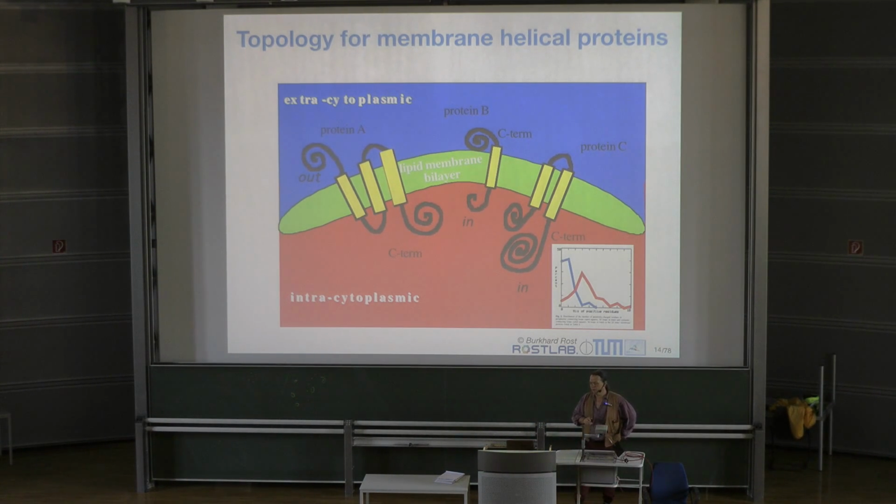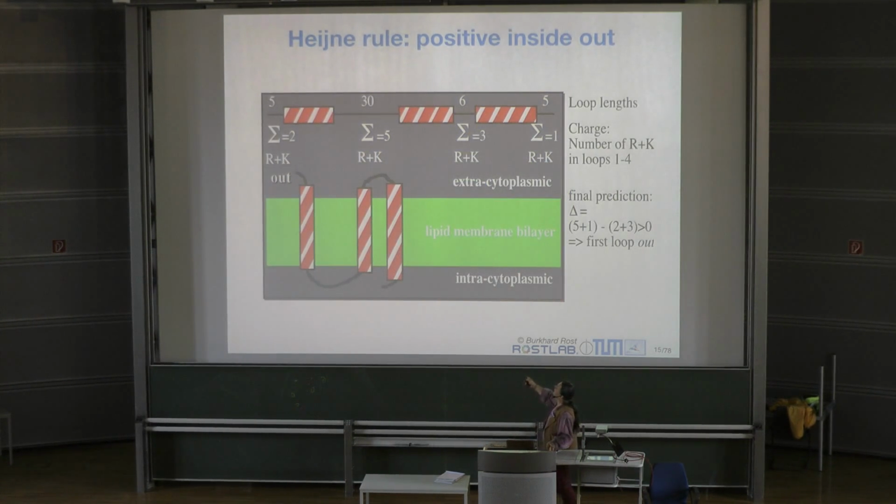So now if you want to predict a membrane protein, one way in which you can do that is you simply predict the membrane helices through the hydrophobicity, and then you simply count how many positive charges you have here, how many positive charges you have here. Inside you have more, so whatever is more gives you the direction.